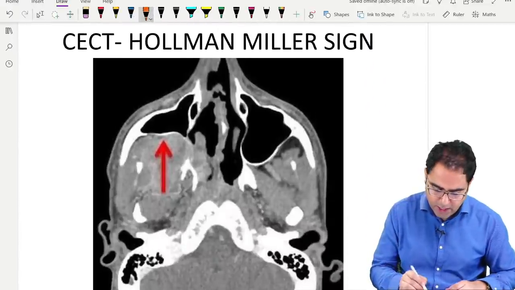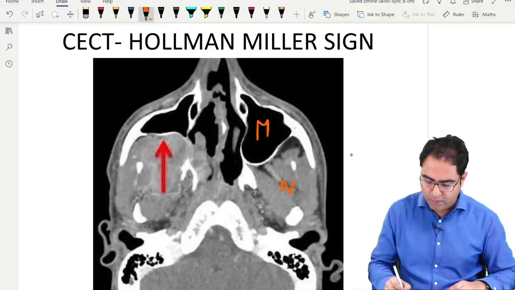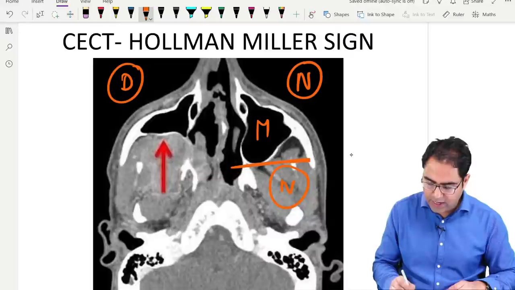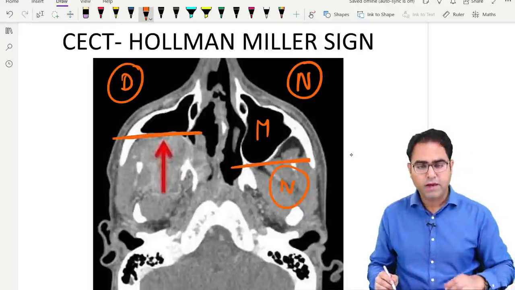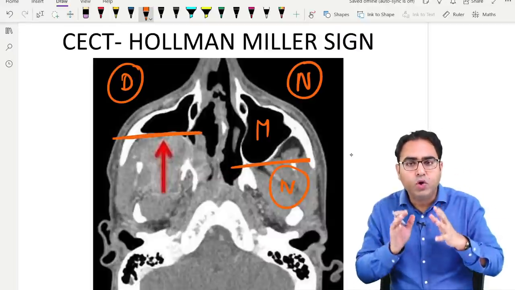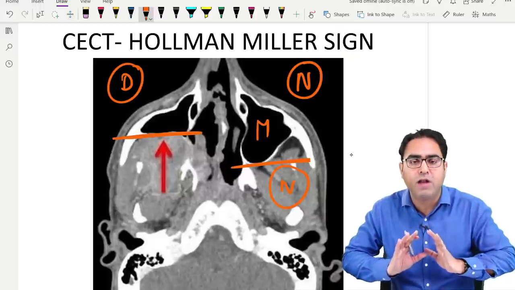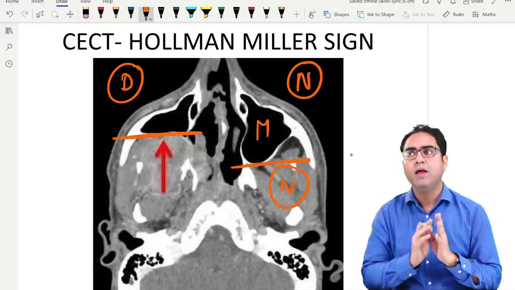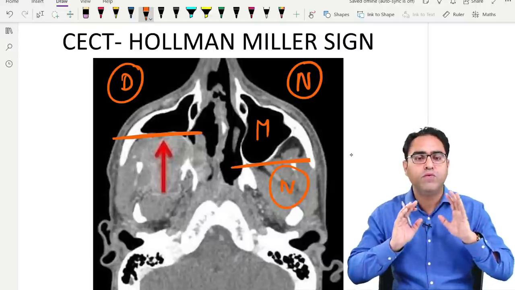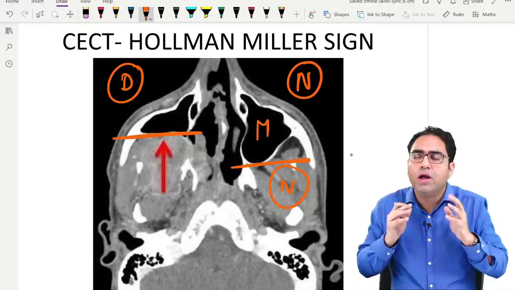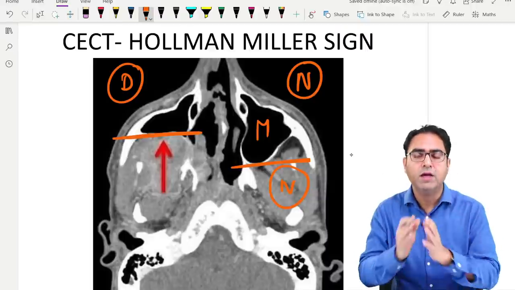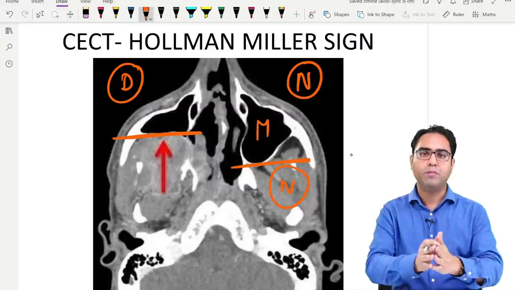This is my maxillary sinus, normal side, beta. This is the normal side. This is the disease side. Are they at the same position? No. I can see on the disease side the tumor has pushed the posterior wall of the maxilla forward, beta. This sign on CT scan is a radiology visual question. Posterior wall of the maxilla has been pushed forward. Look at the red arrow. And this sign is called Holman-Miller sign or antral sign. This is a typical feature of angiofibroma, beta.